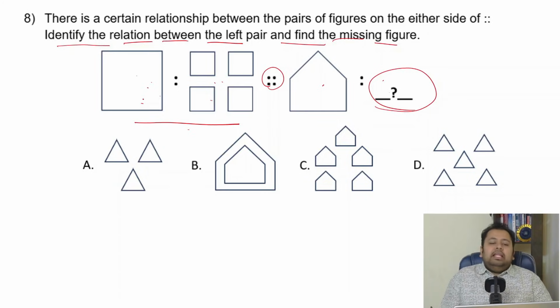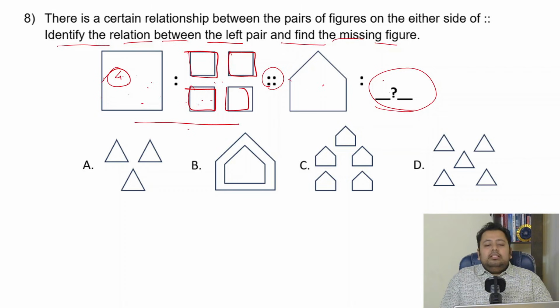Great. So on the left side, what is it? It is a square, right? A square has how many sides? There are four sides in a square, right? And that is why here you see there are four squares in the second pattern, because the number of sides of this square is 4, correct?